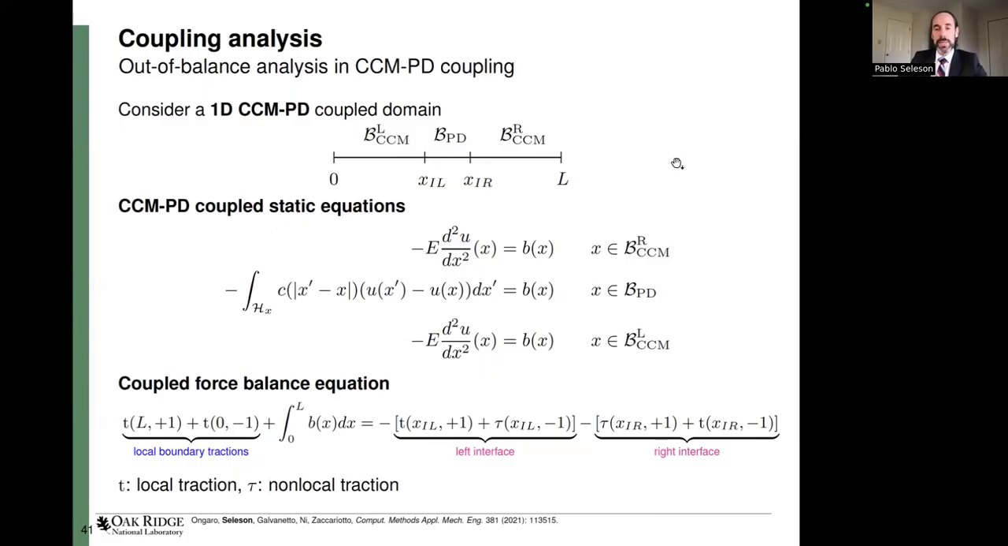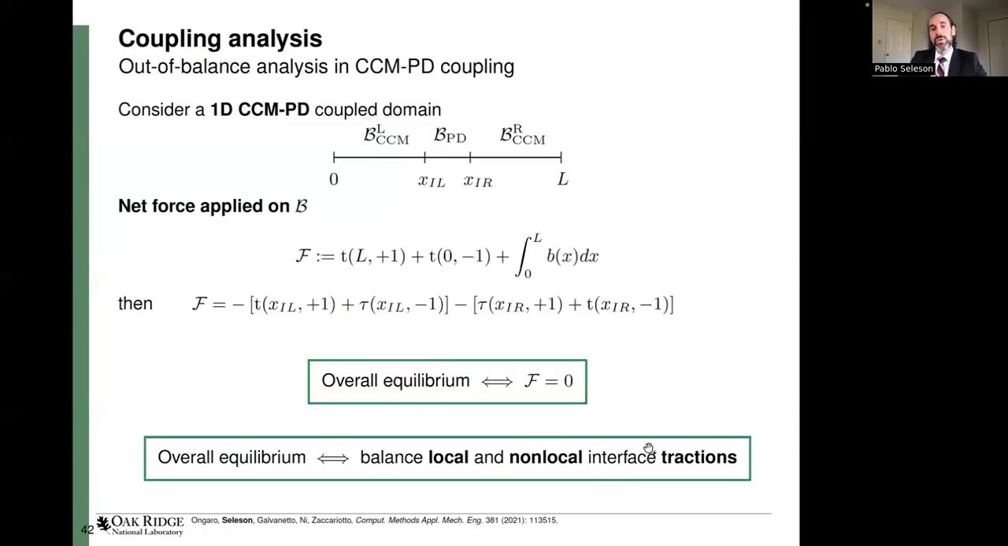So in this case, in the classical regions, on the right and the left, we use the classical equations, and in between we use the peridynamic equation. The way to proceed now is we are going to integrate each equation over its respective subdomain, and then we're going to add the equations to obtain a final coupled force balance equation, where the local tractions on the boundaries plus the external forces are not necessarily 0, but instead they are equal to a combination of local and non-local tractions at the right and left interfaces.